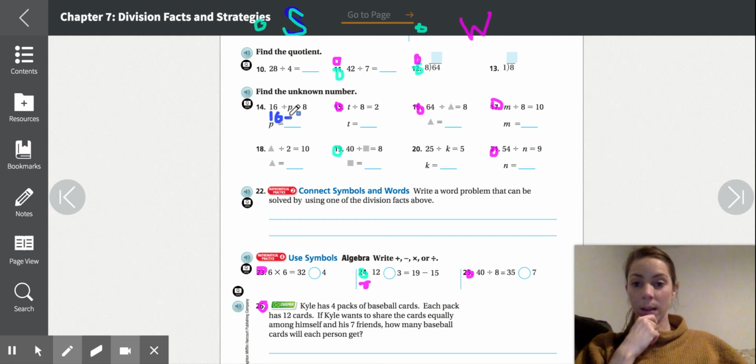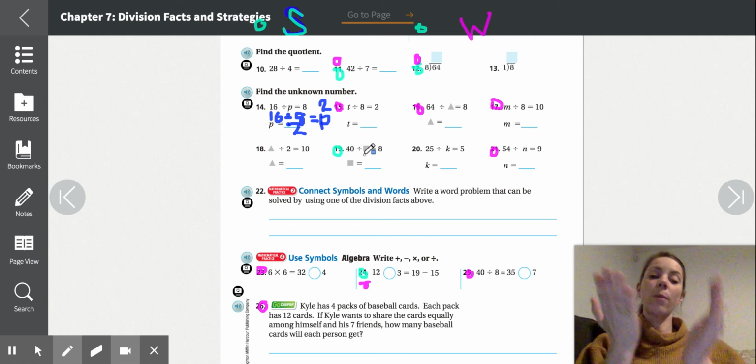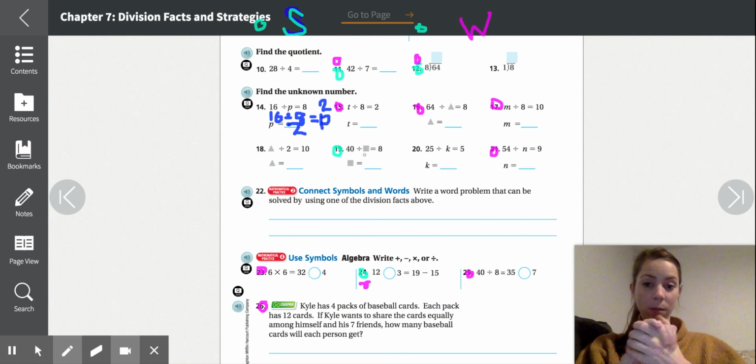So for this one, I could rewrite it as 16 divided by 8 equals p. So what is 16 divided by 8? A lot of you at this point probably know that is 2. 16 divided by 8 is 2, so p is really 2. So see if you can use that strategy to help you with this one. Okay, flipping it around, making another fact that's in the same fact family, that'll help you get this box at the end.